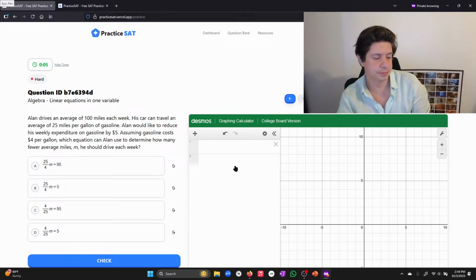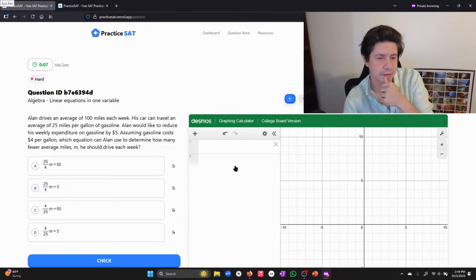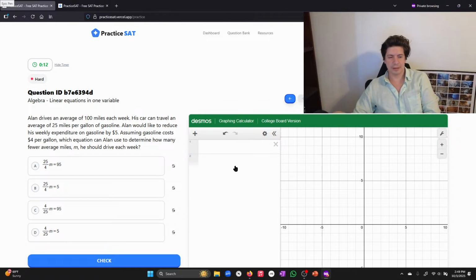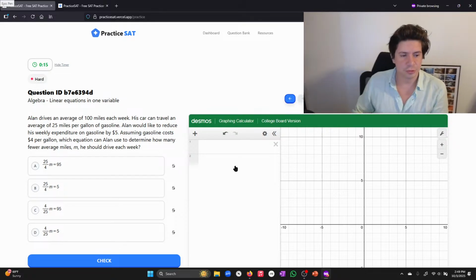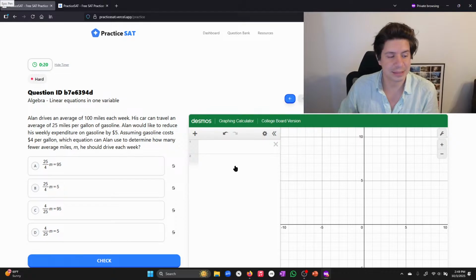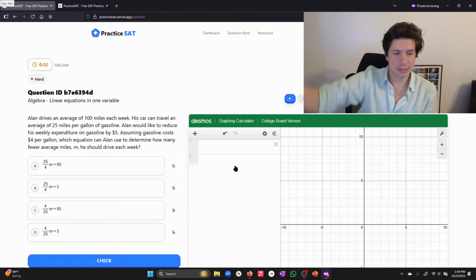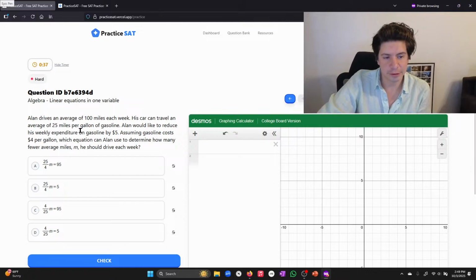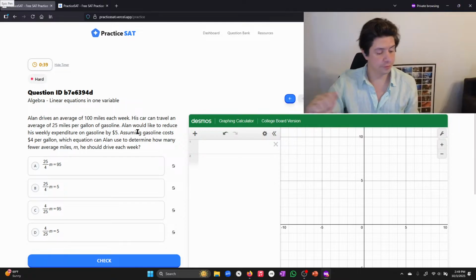Okay, let's try this one. Alan drives an average of 100 miles each week. His car can travel an average of 125 miles per gallon of gasoline. Alan would like to reduce his weekly expenditure on gasoline by $5, assuming gasoline costs $4 per gallon. Which equation can be used to determine how many fewer average miles he should drive each week? Alright, so if you focus on this, he needs to lose 100 miles. His car can travel an average of 25 miles per gallon. So he's using 4 gallons a week.